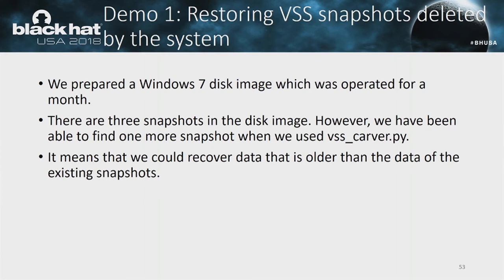Okay. We prepared a Windows 7 disk image which was operated for a month. There are 3 snapshots in the disk image. However, we were able to find one more snapshot when we used VSScover.py. It means that we could recover data that is older than the data of the existing snapshots.